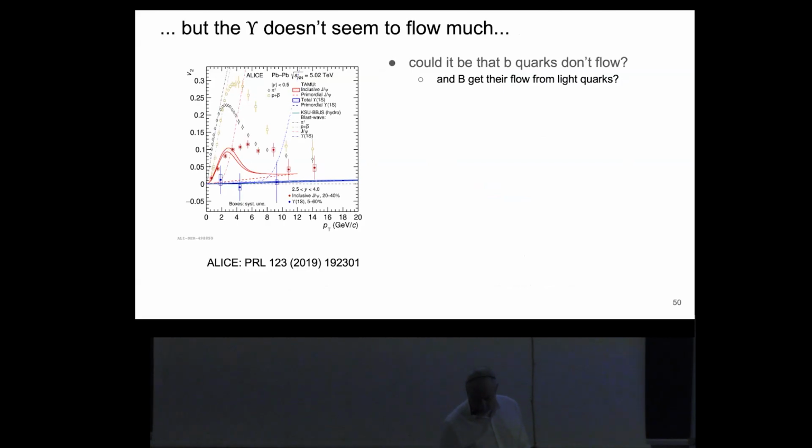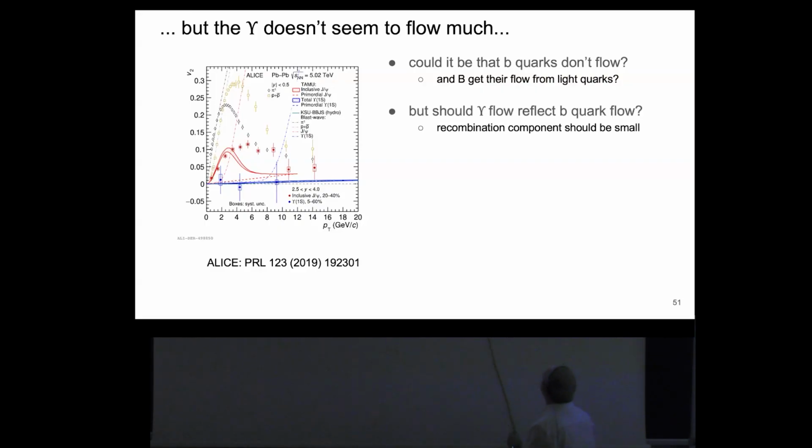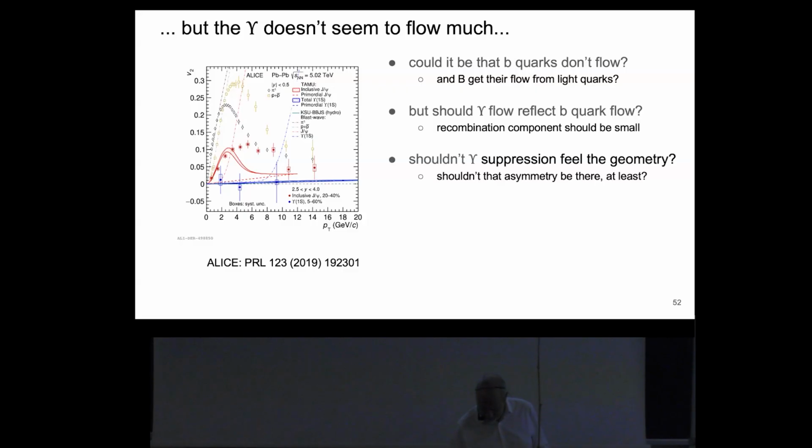So could it be that beauty quarks do not flow, and that B hadrons get all their flow from the light quarks, what one could have thought originally for the Ds. But it's not even clear that the upsilon flow should reflect the B quark flow, because there is not much recombination component expected for the upsilon, because there are much fewer B quarks produced per event. There's just a handful as opposed to hundreds of charm quarks.